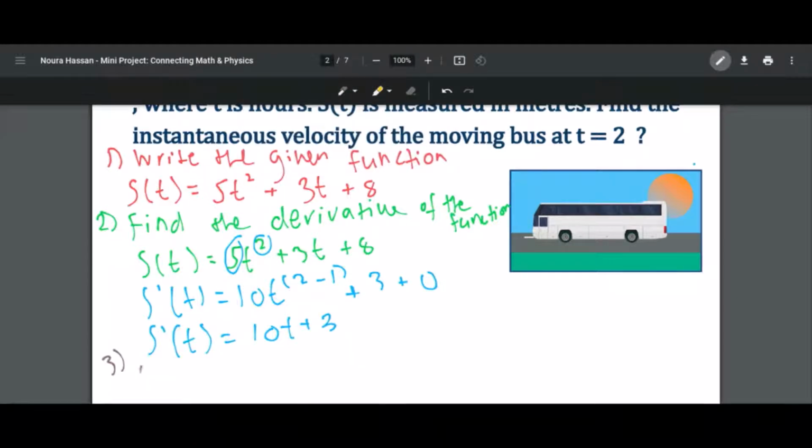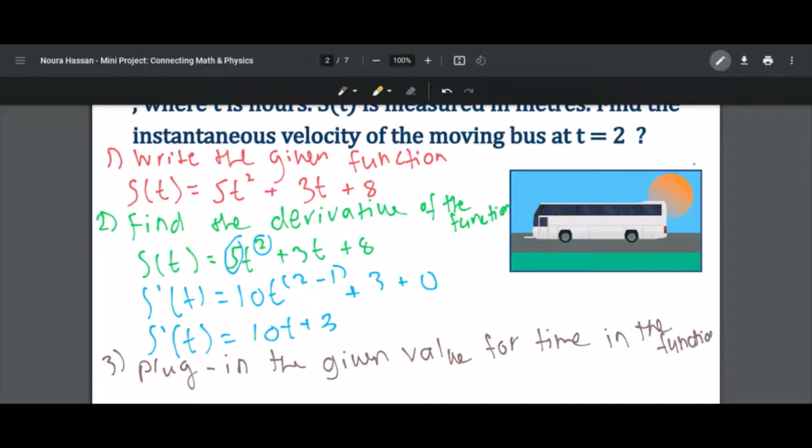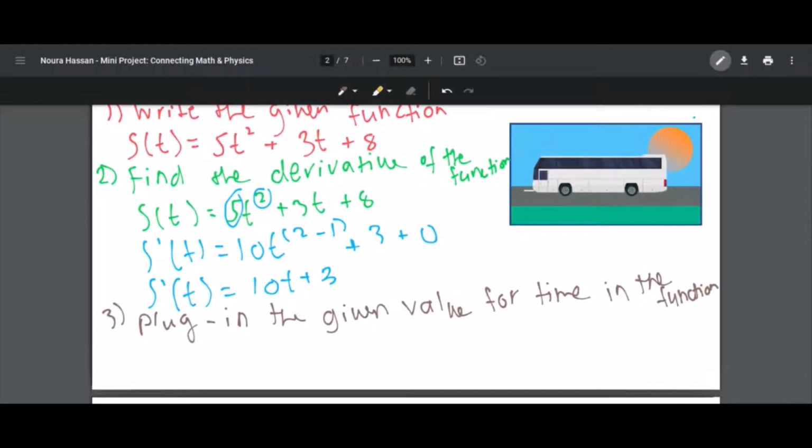Step 3 is to plug in a given value for time in the function, which will be v of 2, and that will equal s prime of 2, and that will equal 10 times 2 plus 3 to get 23 meters per hour.